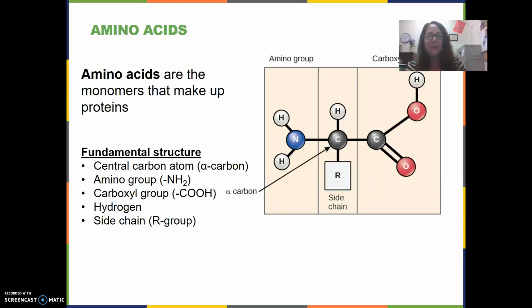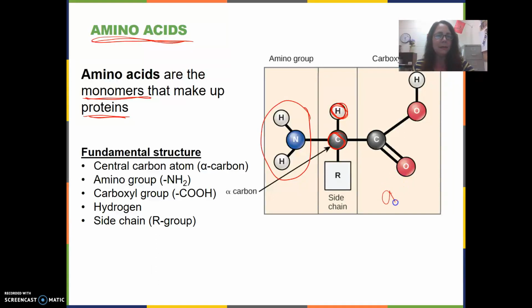Amino acids are the monomers of protein. There are 20 different amino acids, and they are the building blocks for proteins. Amino acids contain a central carbon, and then they contain a hydrogen group. They contain an amino group, which is a nitrogen and 2 hydrogens. And then they contain a carboxyl group. This is the acid part, sometimes called carboxylic acid. The carboxyl group has a carbon double bonded to an oxygen, single bonded to an oxygen and a hydrogen.